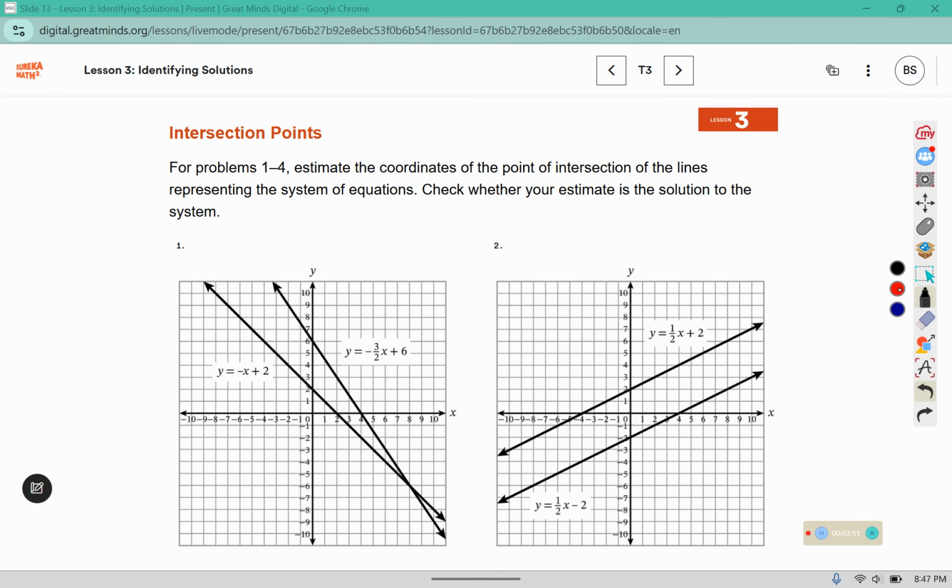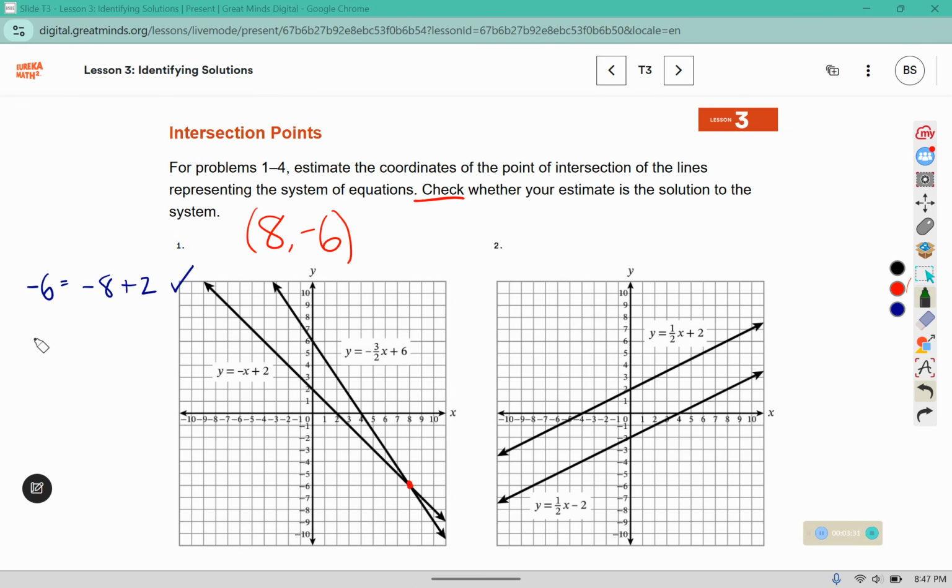So the point where it crosses in problem 1 appears to be here, which is about 8, -6. We also need to check if it is a solution. So we're going to plug it into both equations and then determine if it works in both. The y value is -6. The x value is 8. Is -8 plus 2 equal to -6? Yes, so it is a solution to the first equation.